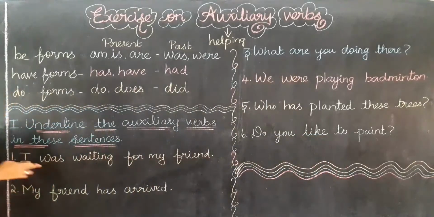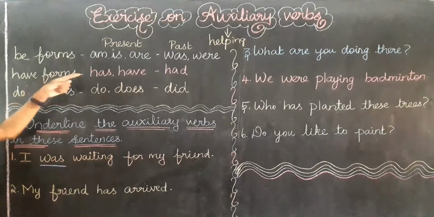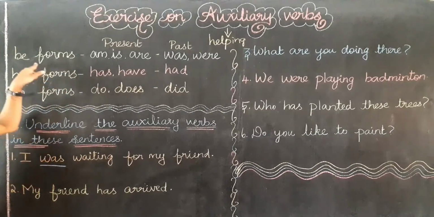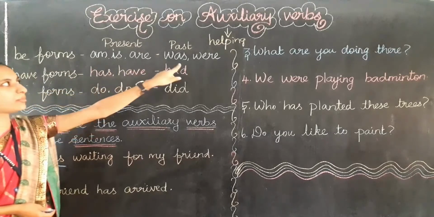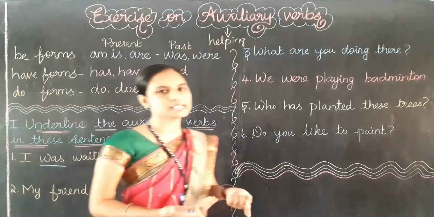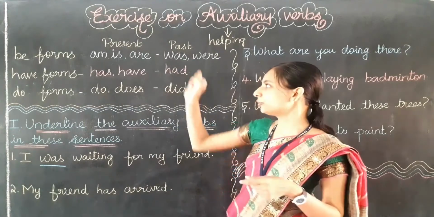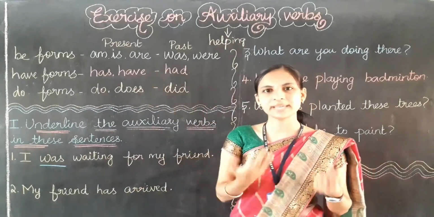So now I am going to underline was. Was is an auxiliary verb. See, was refers to the be form. Be form of verbs refers to be form verbs only. It is very easy. Isn't it very easy, children? Just directly underline the auxiliary verb only. If you remember this, then this exercise will be easy for you.